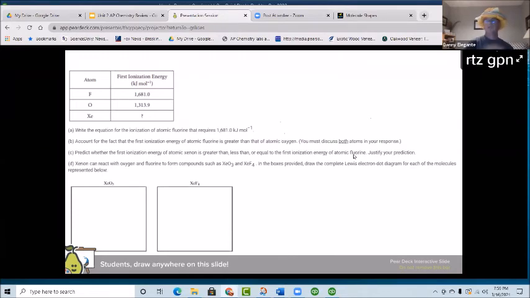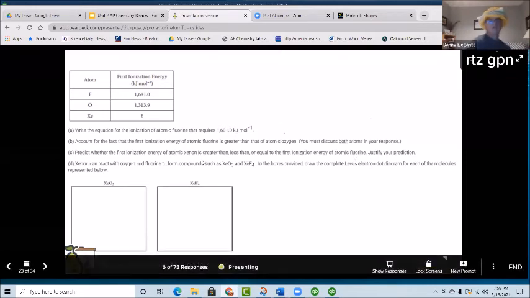So exactly what we talked about last week. Predict whether the ionization energy of xenon is greater than, less than, or equal to atomic fluorine. So again, these are periodic trends. And then down low, they're asking you to actually draw those compounds, right? So you can see how they're weaving together unit 1 and unit 2 for you to actually go through, do the unit 1 stuff, and then draw the Lewis structure. And then there were more questions, right?